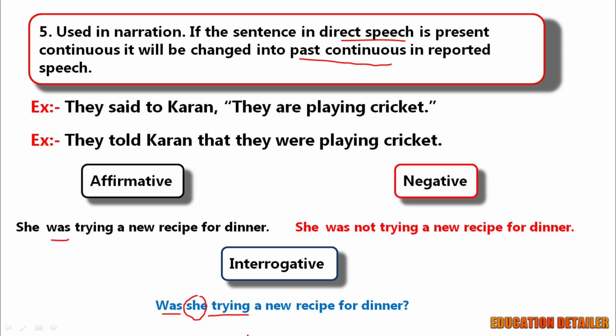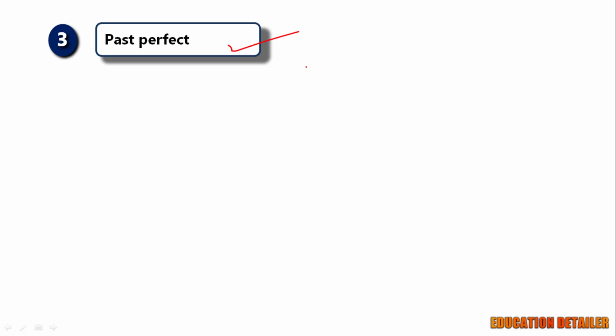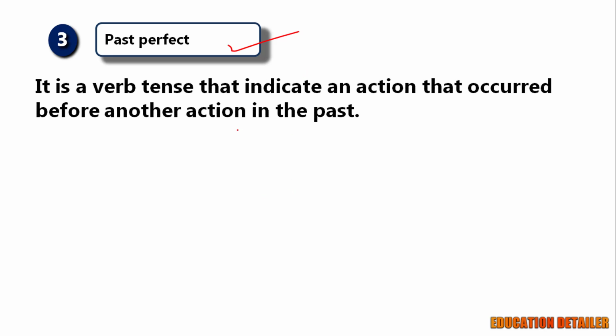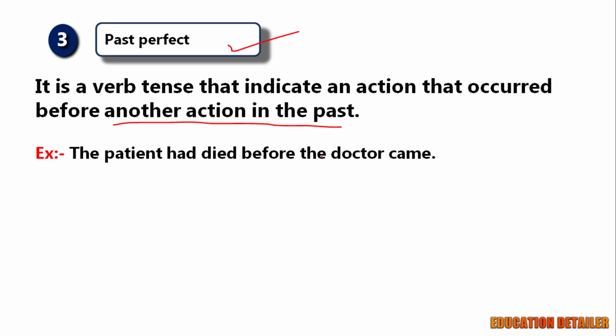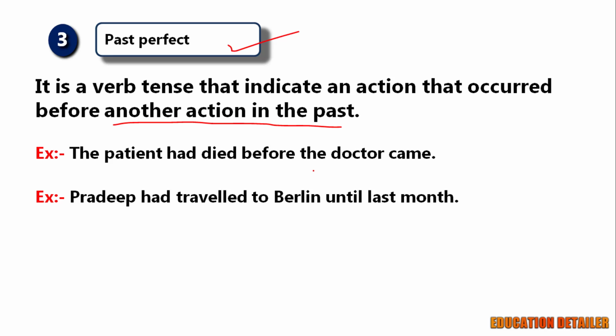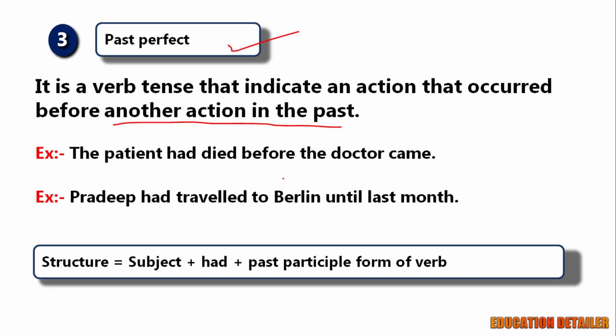Move on to the third type, past perfect. It is a verb tense that indicates an action that occurred before another action in the past. The patient had died before the doctor came. Pradeep had travelled to Berlin until last month. To form past perfect, we use had after the subject and the past participle form of the verb after had. Note down the structure.